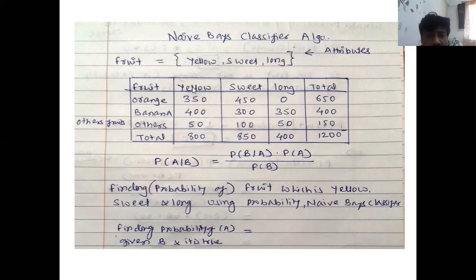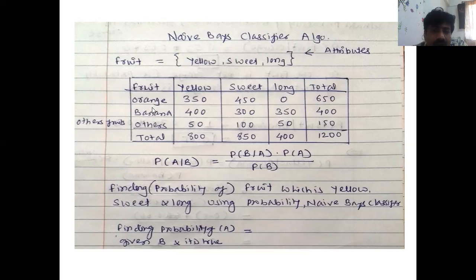Long, that is the third attribute, that is the length actually. So how many oranges are long? With respect to that, orange has a round shape, right? So it is termed as not long, it is 0. Now with respect to the banana, out of the total bananas, 350 are long.